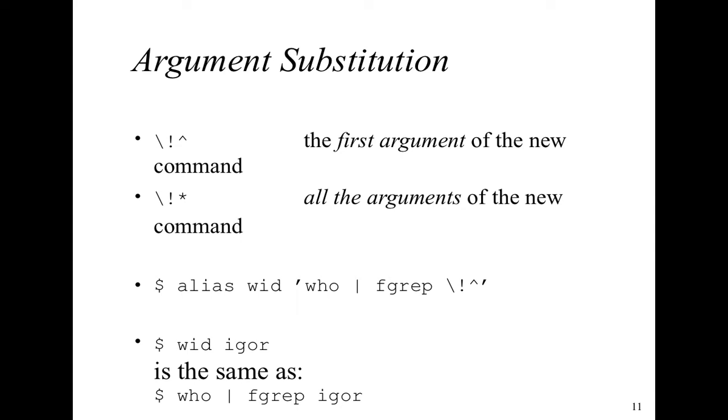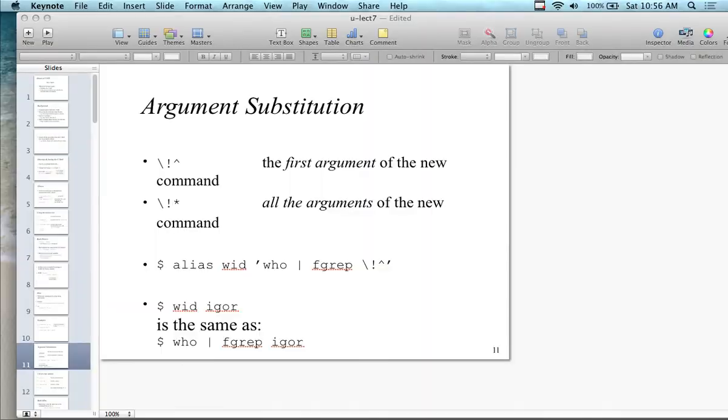Here's the syntax though. We have the first argument of the new command, and then we have all the arguments of the new command, if we want to do the asterisk or the caret sign. The caret sign is the first argument. The asterisk is all the arguments. So in here we have one argument. Take this argument that you're going to get in from the command line, pass it to grep, and then run a who on it. So who with the pipe sign, fgrep Igor, is the same thing.